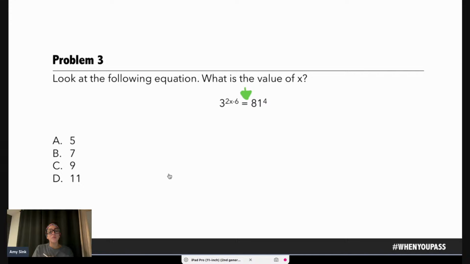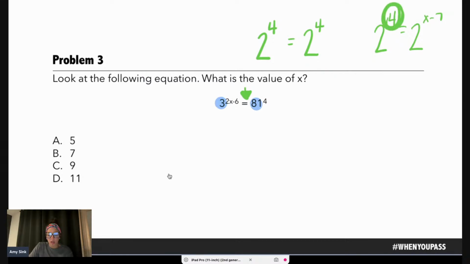So what I want to do is see if I can get both of these to have the same base. Because if they have the same base, then their exponents are going to be equal to each other. Like 2 to the 4th power is going to equal 2 to the 4th power, right? Like properties of equality. But 2 to the 4th power equals 2 to the x minus 7. That just means that 4 is going to equal x minus 7 because 4 is going to equal 4 if 2 equals 2, right? So we can use our understanding of equality to set those equal to each other.